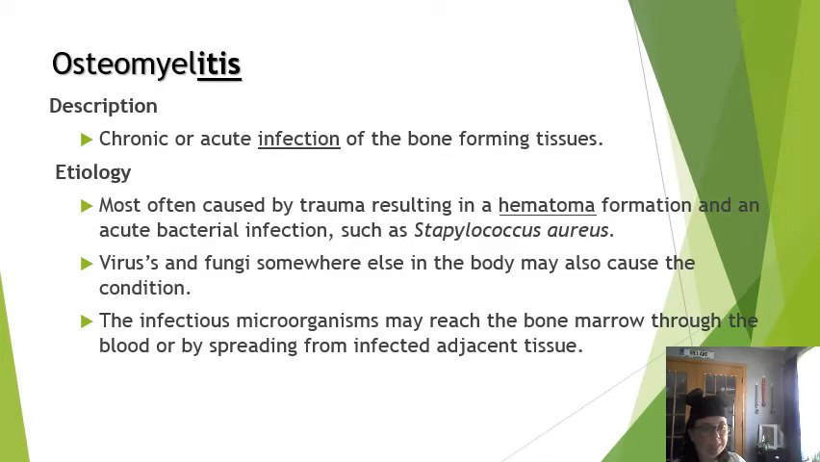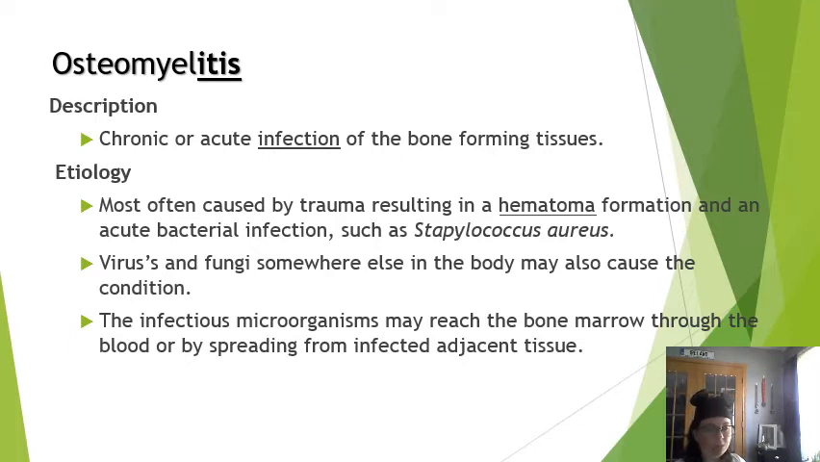Moving on to osteomyelitis. I have itis in bold and underlined because this is another medical terminology clue. Itis is used to describe diseases of inflammation. So with osteo, which is a prefix for bone, osteomyelitis is a chronic or acute infection of the bone forming tissue, most commonly caused by trauma resulting in a hematoma, which is a bruise, formation, and an acute bacterial infection such as Staphylococcus aureus. Viruses and fungi circulating somewhere in the body may also cause this condition.